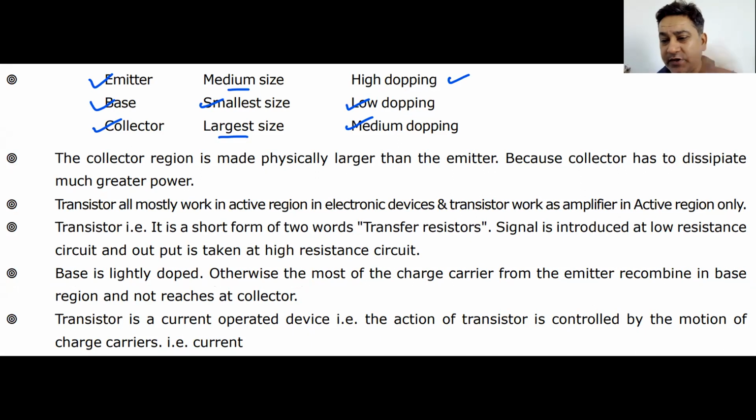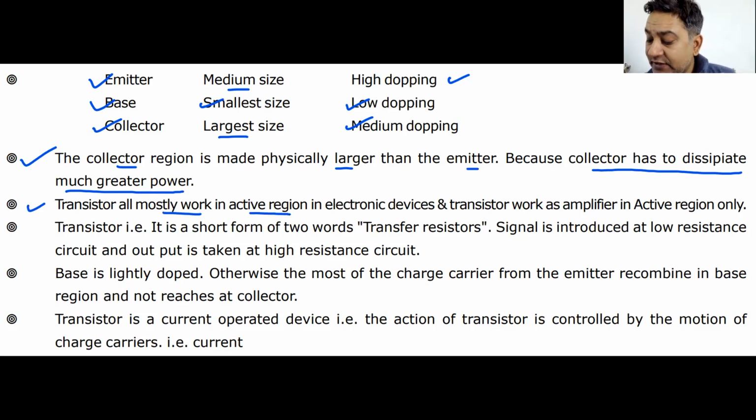What is highly doped? What is very low in doping? What is medium in doping? The collector region is made physically larger than the emitter because the collector has to dissipate much greater power. Do we understand this? You will have to remember this. The collector has to dissipate a lot of power, and that is why it is made physically larger than the emitter.